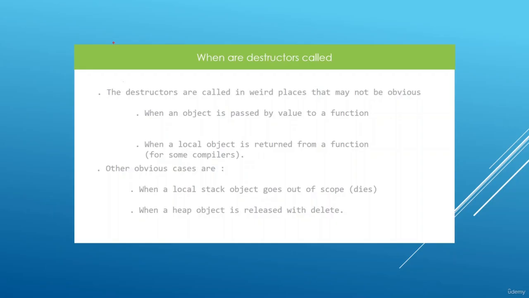So the destructor is a special method which is going to be called when your object dies. It is going to be called when an object is passed by value to a function. We have seen an example of that. It's going to be called when a local object is returned from a function by value, but this is going to be compiler dependent because some compilers are going to optimize this out and make it look like you returned by reference. So I don't want to go into this because this is subject to compiler optimization, but other cases where you're going to have your destructor called is when a local stack object goes out of scope and when a heap object is deleted through the delete keyword.